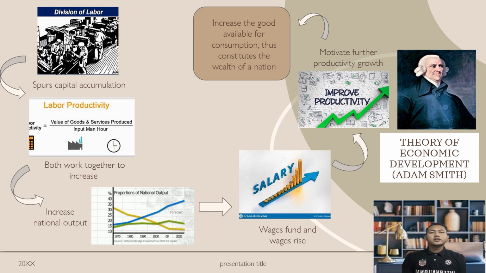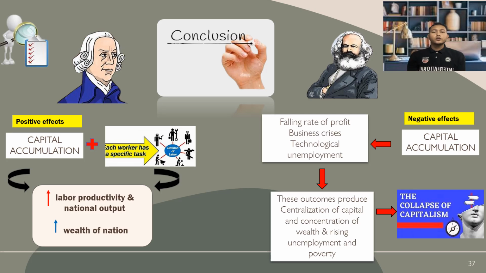In turn, capital accumulation has increased the wages and salary fund. Higher wages lead to productivity growth. Therefore, an increase in national production increases the goods available for consumption and further symbolizes the wealth of a country. So for conclusion, Adam Smith believed that capital accumulation will bring a positive effect.